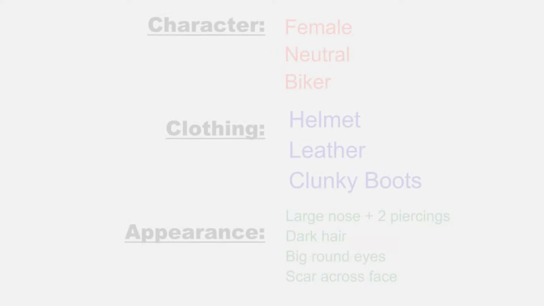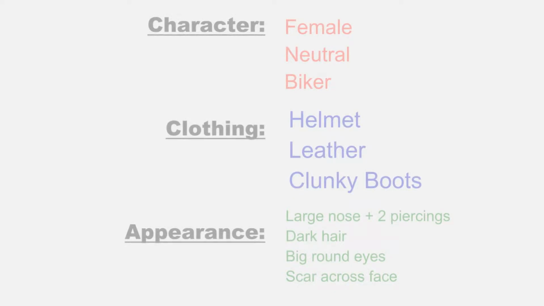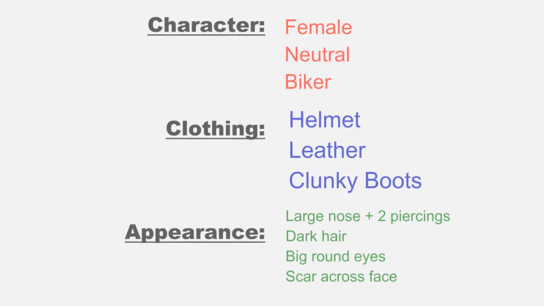So, like I usually do when it comes to character practice things, I started with a random character prompt generator, and I will leave a link to the one I use below just in case you want to try your hand at it. Anyway, the prompt it gave me was for a female neutral character, so not a hero but not a villain either, and she's a biker. Now, she wears a lot of leather. She wears a helmet all the time, and she wears some chunky boots.